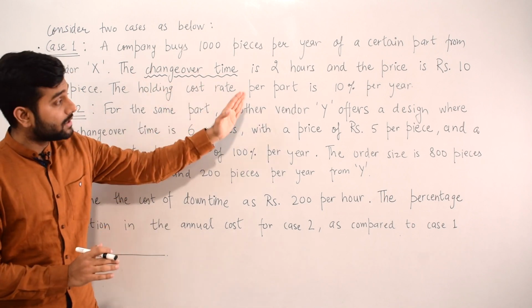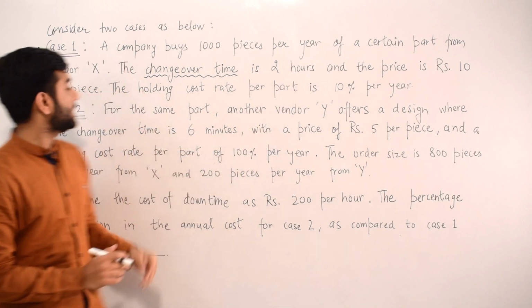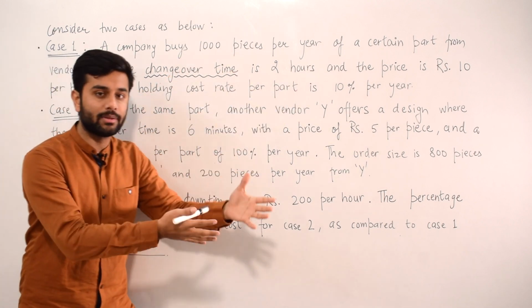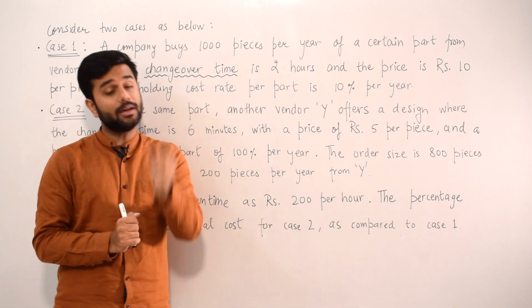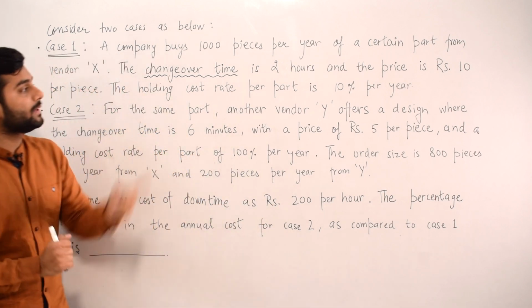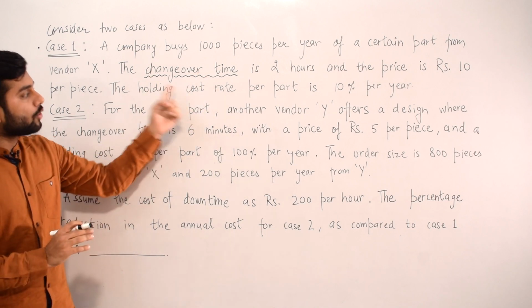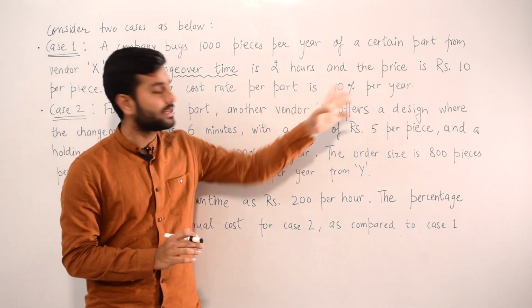Change over time is 2 hours and the price is rupees 10 per piece. So vendor X is selling 1000 pieces to the company, the per piece price is rupees 10, and the change over time is 2 hours. The holding cost rate per part is 10% per year.